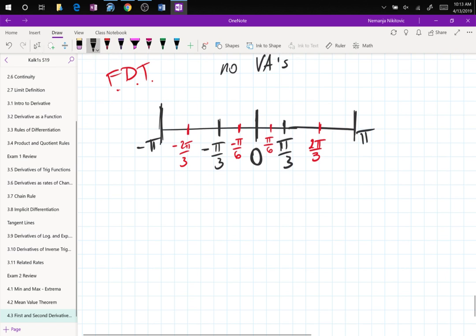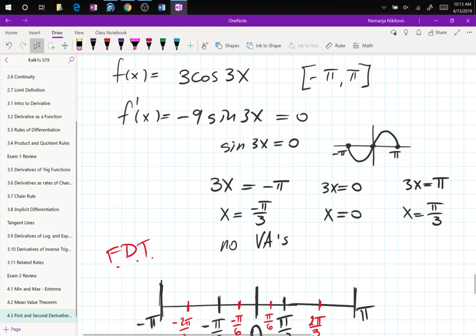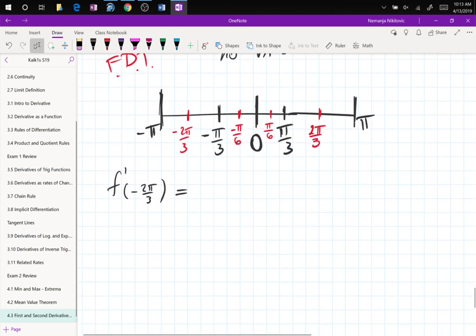So now we calculate the first derivative at negative 2 pi over 3, and the derivative was negative 9 sine 3x. So negative 9 sine 3 times negative 2 pi over 3. So that's negative 9 sine, and the 3 and 3 will cancel.